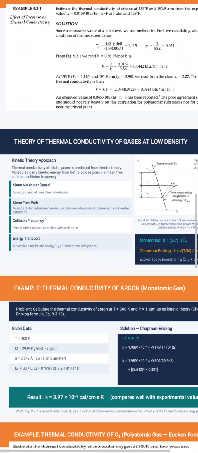What is mean free path? It is the average distance between molecular collisions, and depends on the diameter and number. What is this collision frequency? It is the rate at which molecules collide with each other. Next is energy transport. Molecules carry kinetic energy 3 by 2 kT from hot to cold planes.